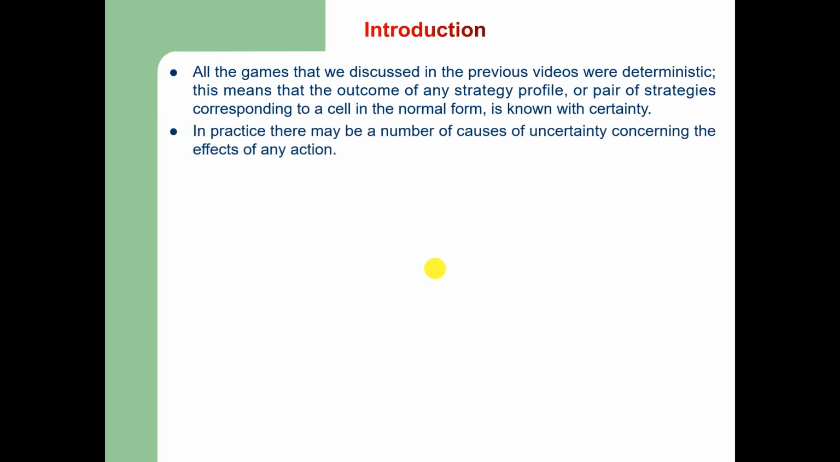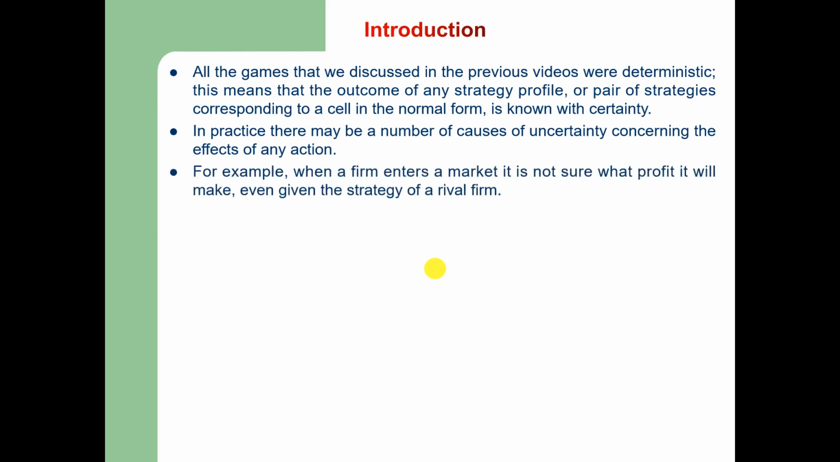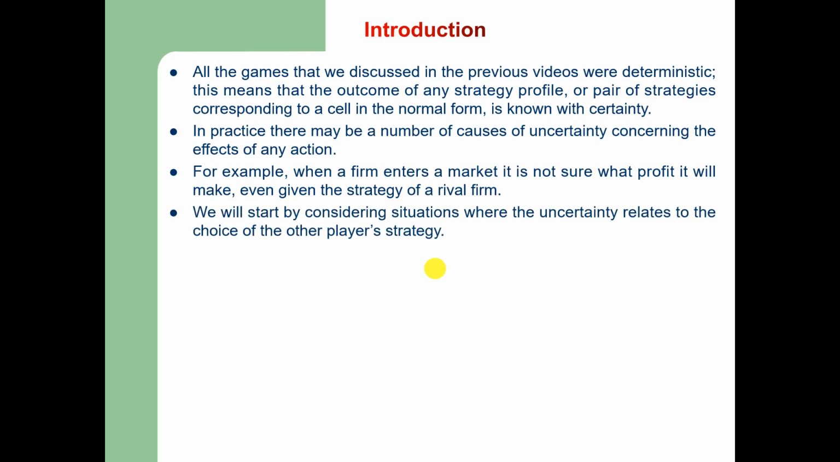Practically, there may be a number of causes of uncertainty relating to the effects of any course of action. For example, when a firm enters a market, it is not sure what will be the profit of that particular firm, even given the strategy of a rival firm. We start with a situation where the uncertainty relates to the choice of the other player's strategy.